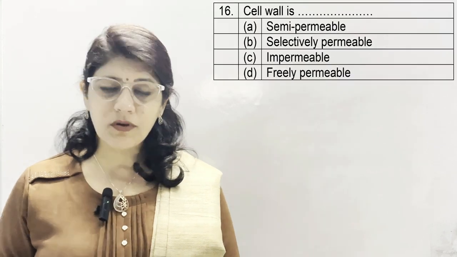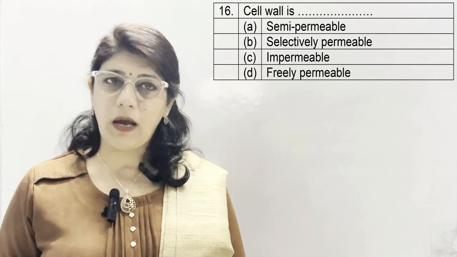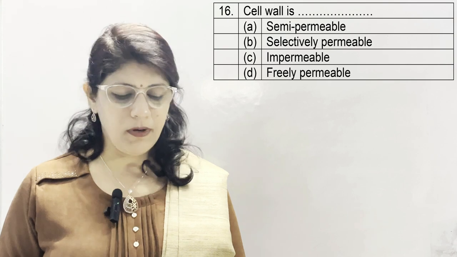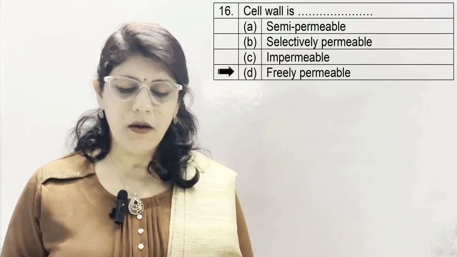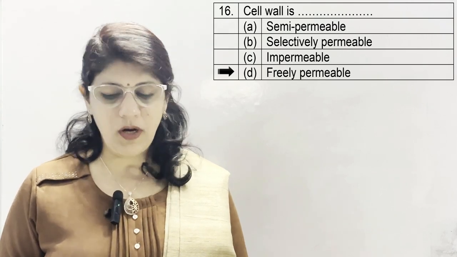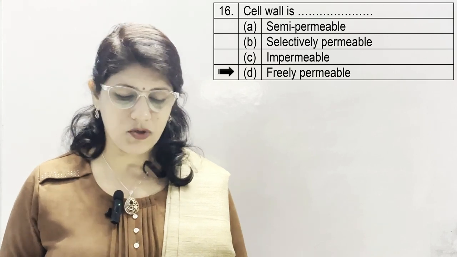In question number 16, the cell wall is: A, semi-permeable; B, selectively permeable; C, impermeable; and D, freely permeable. The correct option is freely permeable. That is, it allows the free exchange of water and nutrients between the cell and the outer environment.